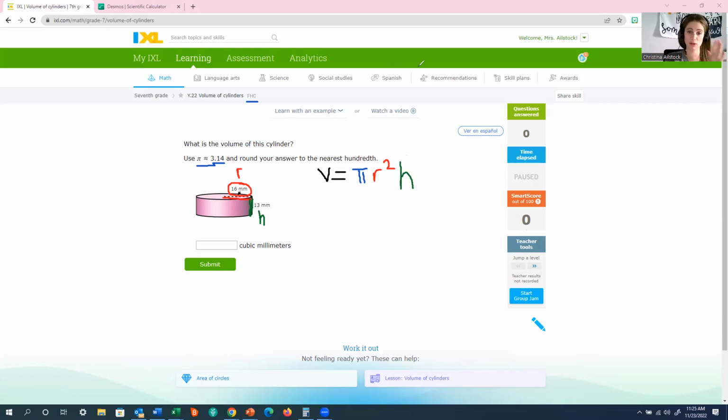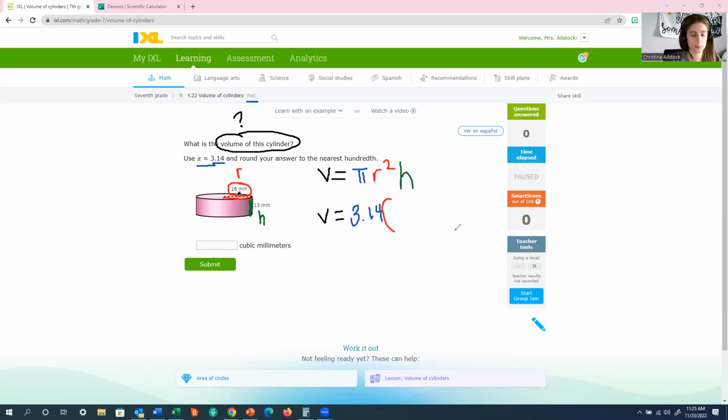So let's go ahead and we're going to substitute. We're going to plug the information that we've labeled into our formula here. We are trying to find the volume. That's our question. That's our unknown. So V stays V. And then we're using the approximation 3.14 for pi.